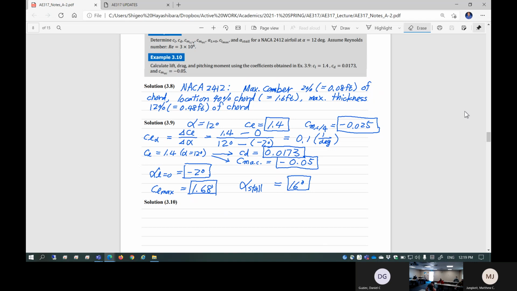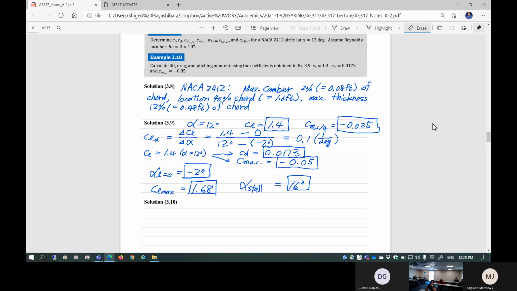Example 3.10. Calculate the lift, drag and pitch moment using the coefficients obtained here. CL equals 1.4, CD equals 0.0173. Well, it's written here. That's why it's 0.0173. You see that? There's a reason why I chose 0.0173. It's written here. Anyway.